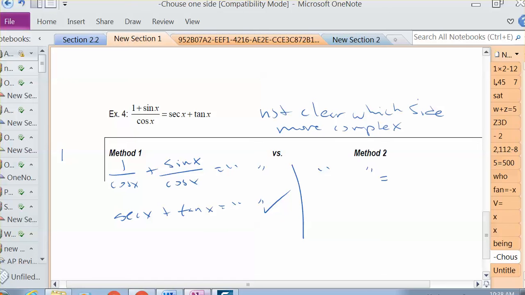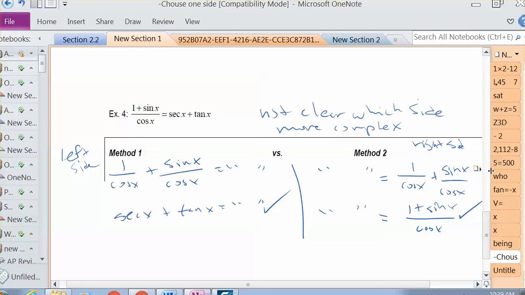So this is, of course, I'm doing the left side. And of course, this is the right side. I can convert secant to 1 over cosine x and tangent to sine over cosine x. And if I add those 2 fractions together, oh, look at that. They're the same. So also that is verified. So, that's a couple ways you can do it. Sometimes it's not clear which side is more complex, so you can work on either side, but you're going to have to do some sort of algebraic manipulation and substitution to make this work out. Okay, that concludes part 1 of this video.